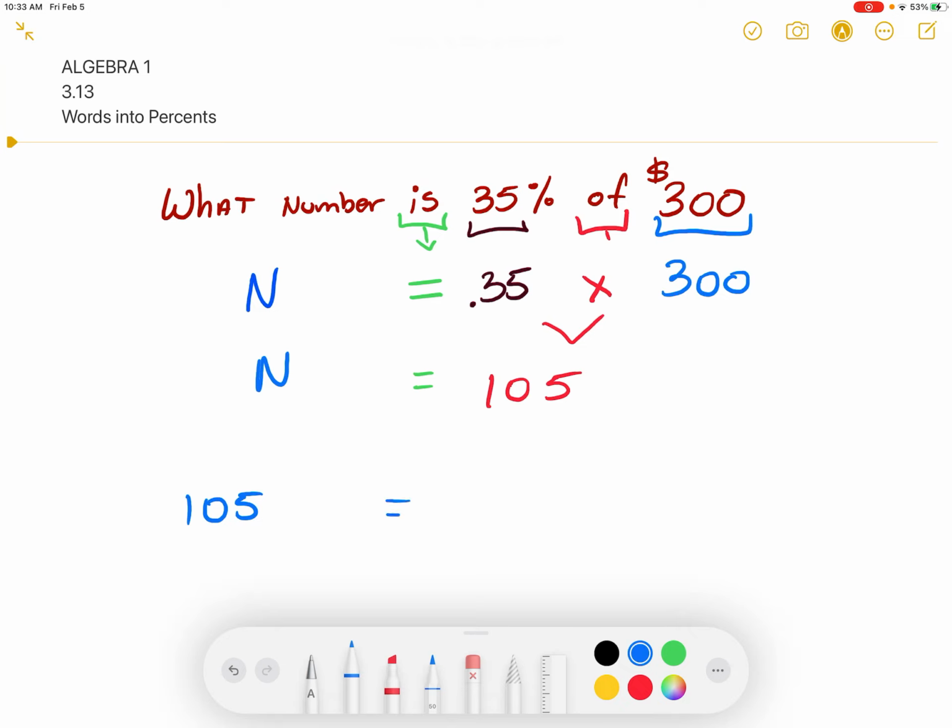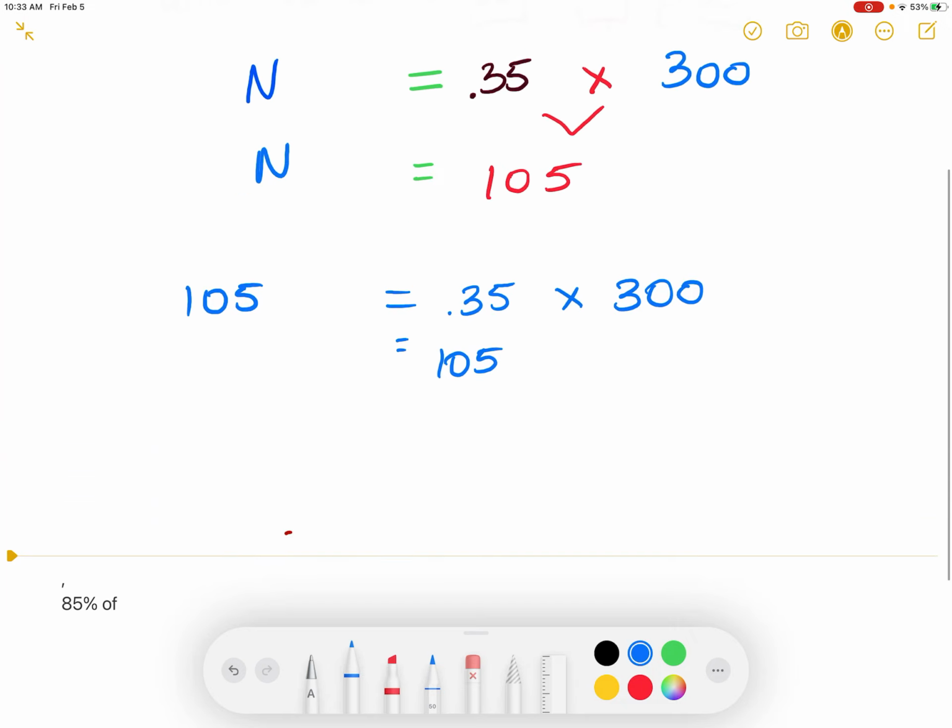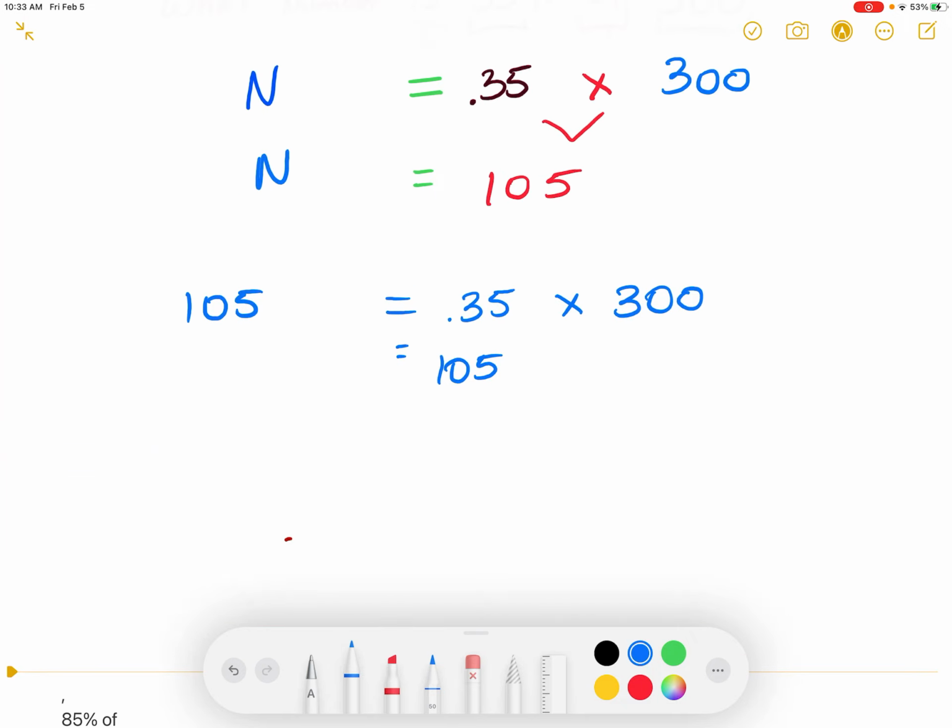105 is 0.35 of 300. 0.35 of 300 is, in fact, 105. And if you wanted to test that using your normal fractions, you could do this. Instead of 35% being 0.35, you could also say 35 out of 100, right? Because it's 35 cents. And so we have 300 over 1.